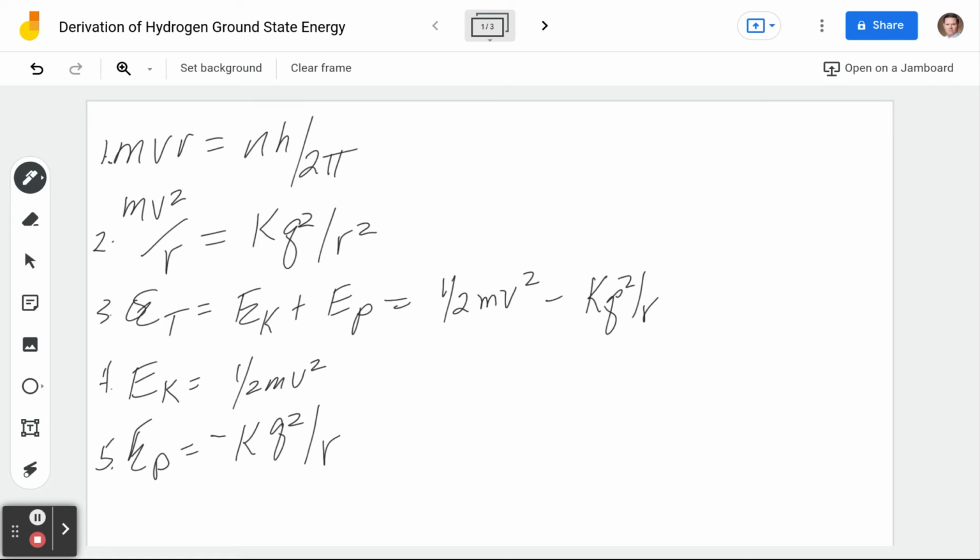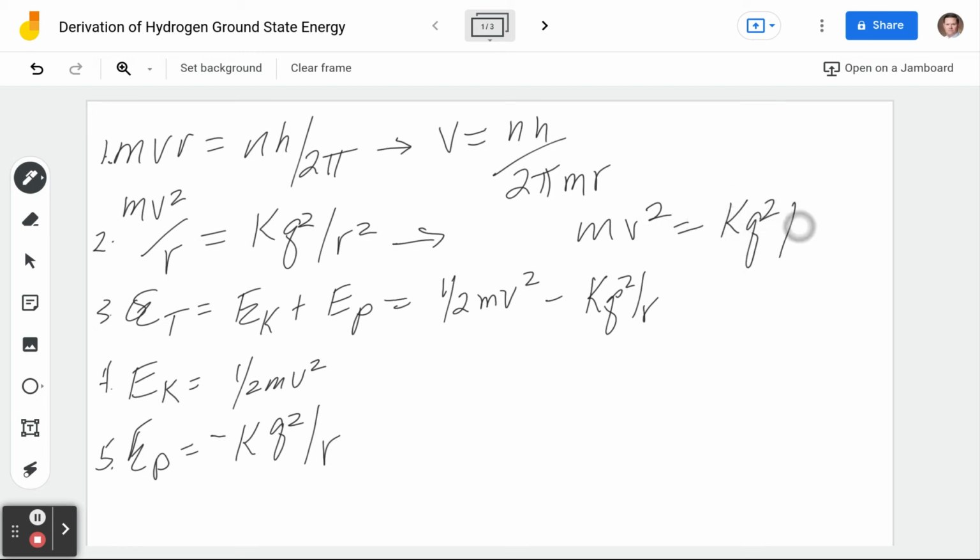Okay, so before we get started, we're going to rearrange a couple of these equations and then we'll take them over to the next panel and start using them. I'm going to want to, first of all, rearrange the first equation and solve it for v. So this is going to yield for me that v is equal to nh over 2 pi mr. Okay, so I'll need that. And then I want to also recognize in this equation here that I can cancel out an r, and I would get that mv squared is equal to kq squared over r.